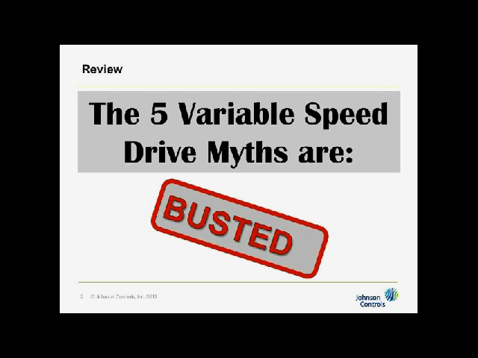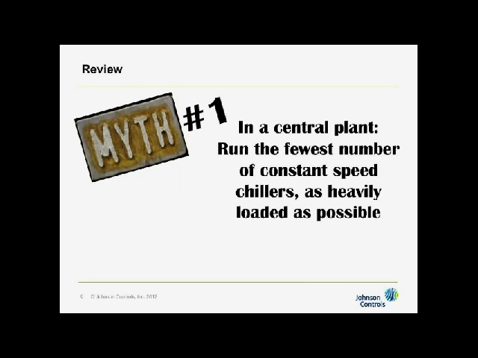The 5 myths from last time, if you were at that webinar in August. Myth number 1 is, in a central plant, you should run the fewest number of constant speed chillers as heavily loaded as possible. Generally speaking, this appears to be correct, and quite often is, because the auxiliaries are usually not controlled with variable speed drives, and all of them, and with optimization algorithms.